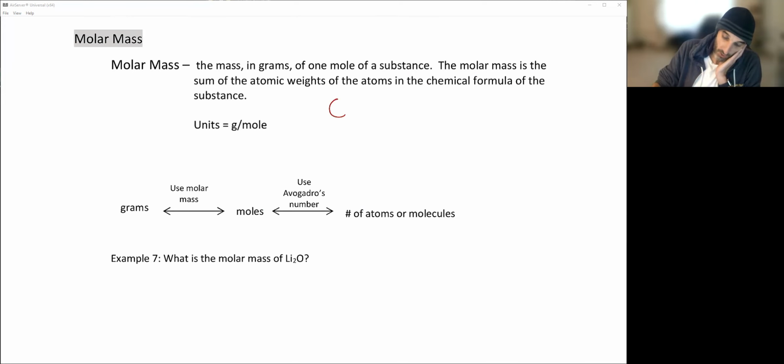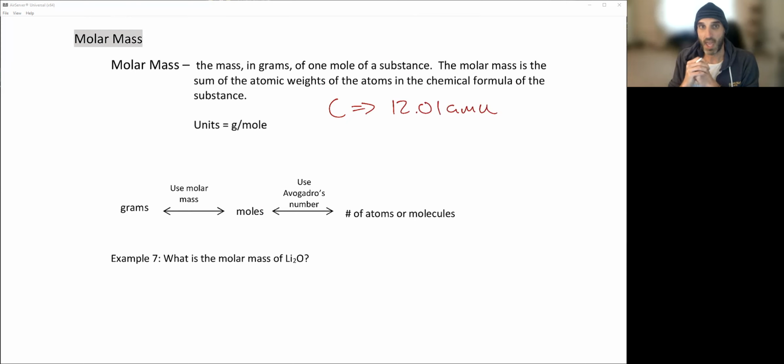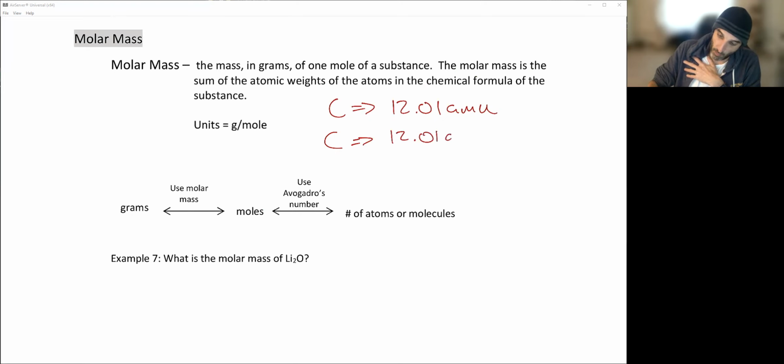So carbon, we determined, has 12.01 atomic mass units. A sample of carbon is typically going to, on average, have 12.01 atomic mass units, which is great. But that doesn't really mean anything to us at a large scale. So what we have scaled this up to is that 12.01 remains constant. 12.01 grams of carbon is equivalent to 1 mole, so per mole of carbon.